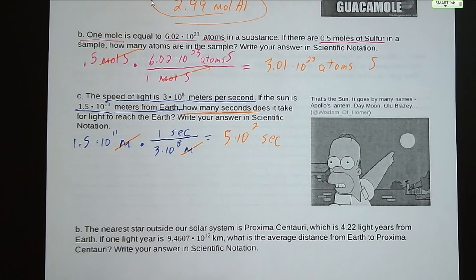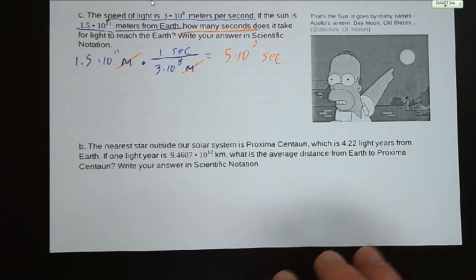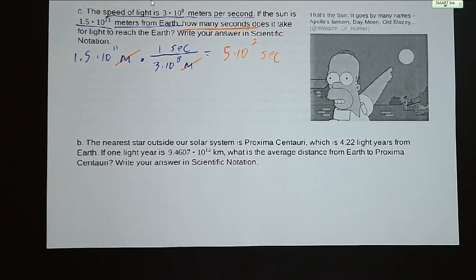Last question. The nearest star outside of our solar system is Proxima Centauri, which is 4.22 light years from Earth. If 1 light year is 9.4607 times 10 to the 12th kilometers, what is the average distance from Earth to Proxima Centauri? Write your answer in scientific notation.